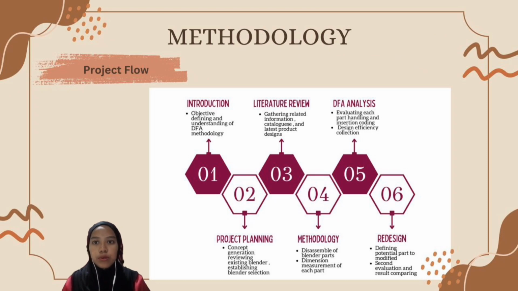For the project flow, there are 6 steps. The first one is introduction. In the introduction, objective defining and understanding the DFA methodology. The second step is project planning, concept generation, reviewing existing blenders and establishing blender selection. The third one is literature review, gathering related information, catalogs, and the latest product design.